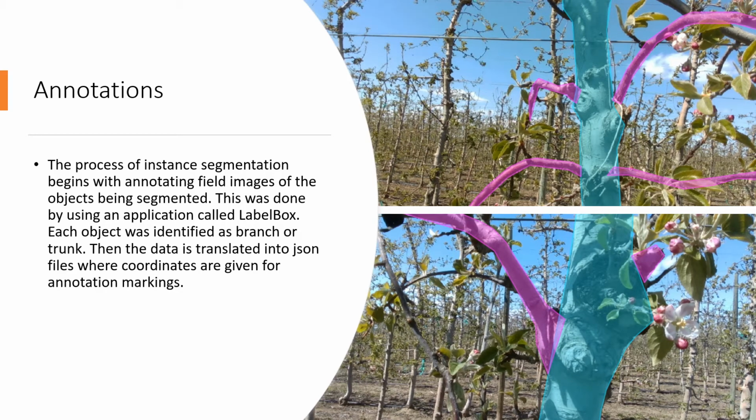The process of instance segmentation begins with annotating field images of the object being segmented. This was done using an application called Labelbox, where each object was identified as a branch or a trunk. Then the data was translated into JSON files, where coordinates were given for the annotation markings. Here are some examples of the images that I annotated, and as you can see, there's a difference between the trunks and the branches of the closest tree that was recorded.